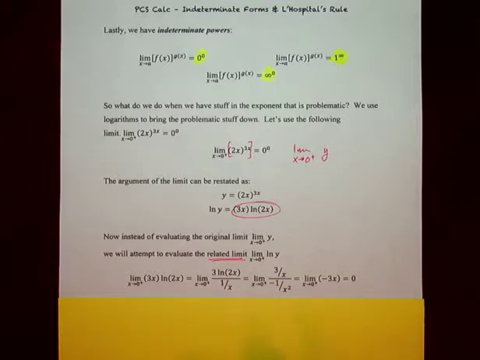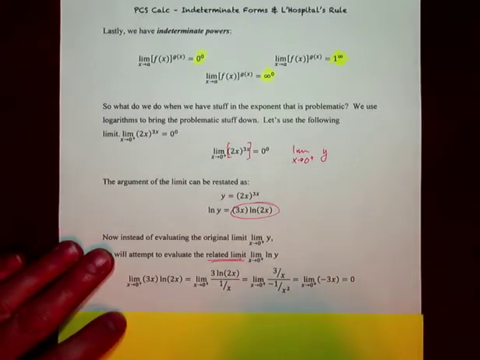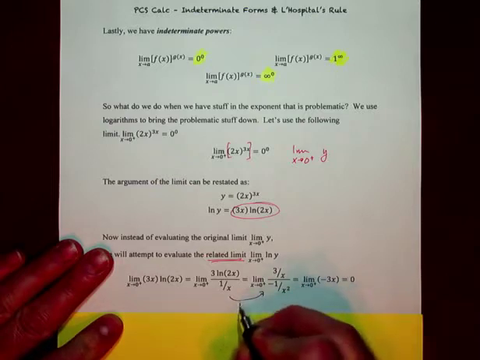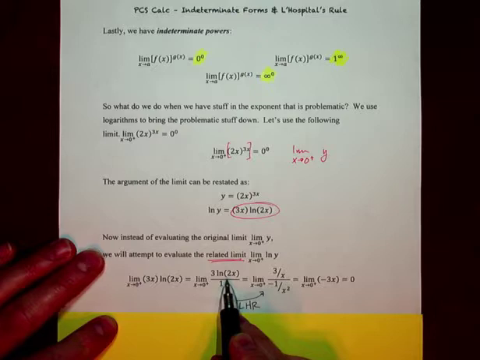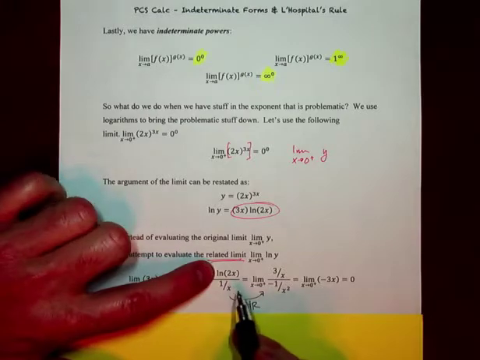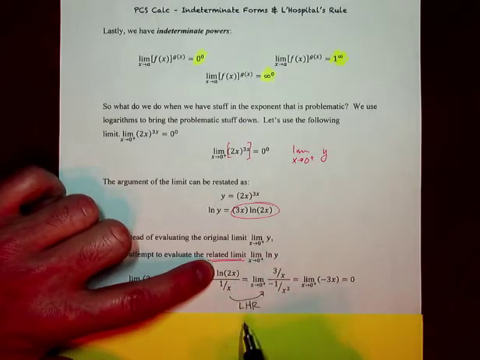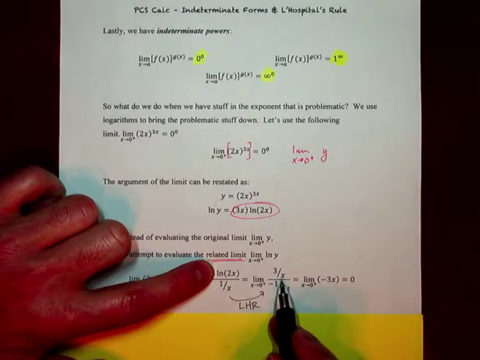Once you've transformed it into a ratio, you still have an indeterminate form. And basically what's going to happen is I'm now going to use L'Hopital's rule and take the derivative of this. Now the derivative of natural log 2x is going to be 2 over 2x. So you just get 3 over x.